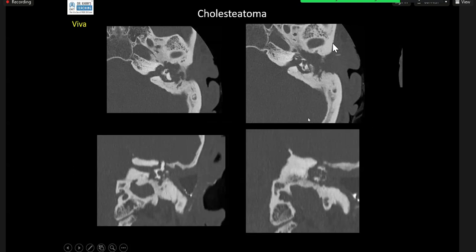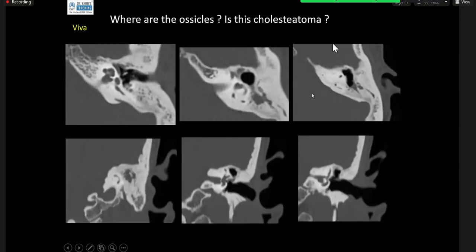Here is a big one where you can see that the internal ear is also completely destroyed. You don't see anything, cochlea, vestibule, etc. And actually the IAM is there, but it will take years and years for this to happen.